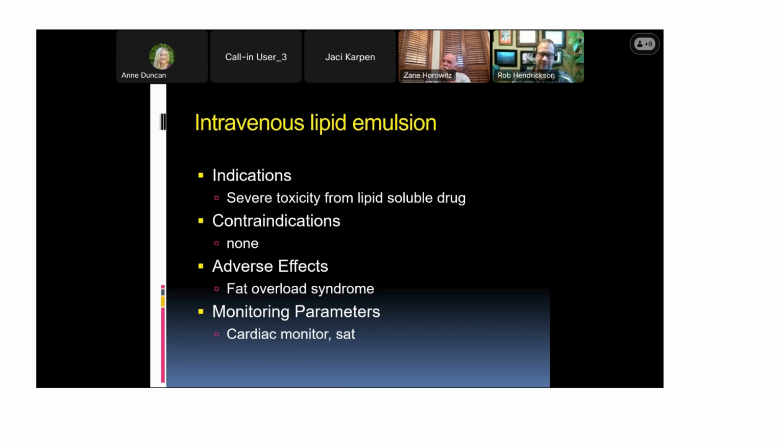But it's very difficult to get labs because most labs are colorimetric. And when the color is white, it just gives you an error. And so there's a lot of labs that you can't get anymore. So stick with our limit of 12 mils per kilo per day, and we'll be fine.